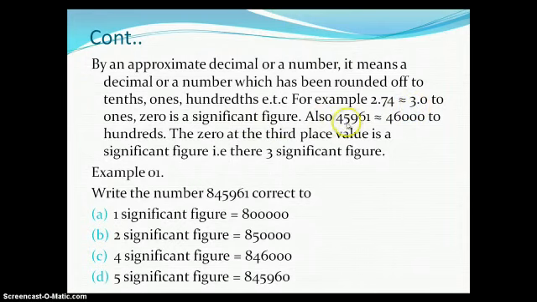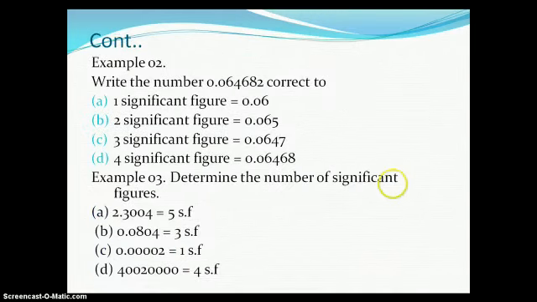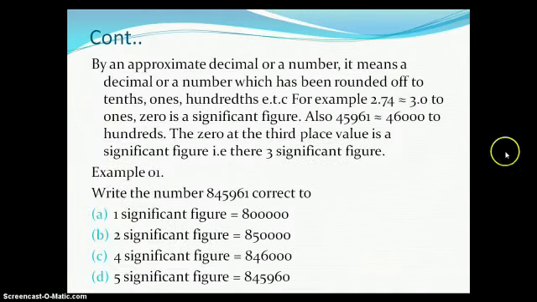Okay, let's see another example. We have 45,961. If this is approximated to hundreds, meaning this is the ones, tens, hundreds, the digit to the right is 60. So if you add 1 there, it will be 0, and here it will be 60. From which you get 46,000. The zeros written at the end of an approximated number are significant figures.